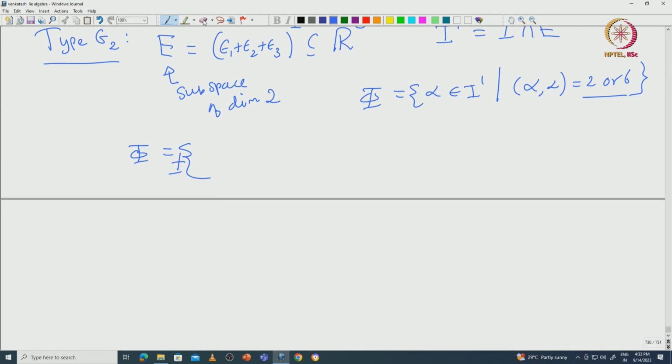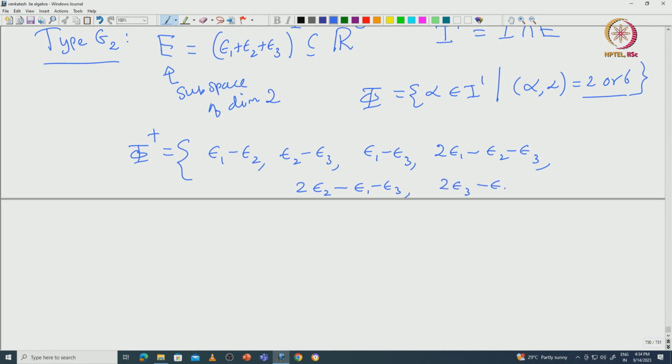I will give you the positive roots. Negative roots are again easy to write. So, the positive roots are epsilon 1 minus epsilon 2, epsilon 2 minus epsilon 3, epsilon 1 minus epsilon 3, twice epsilon 1 minus epsilon 2 minus epsilon 3, twice epsilon 2 minus epsilon 1 minus epsilon 3, and twice epsilon 3 minus epsilon 1 minus epsilon 2. So, these are all the positive roots, and what is the base? The base is epsilon 1 minus epsilon 2, and minus twice epsilon 1 plus epsilon 2 minus epsilon 3. So, this is the base, and you can also prove the Weyl group is a very small group, it is 2^2 times 3, 12 elements.